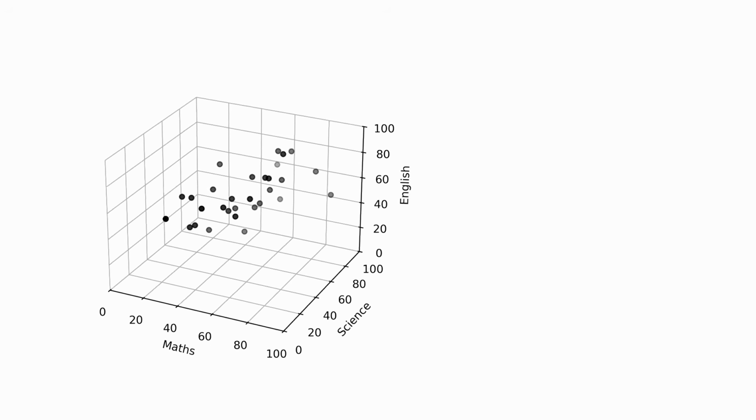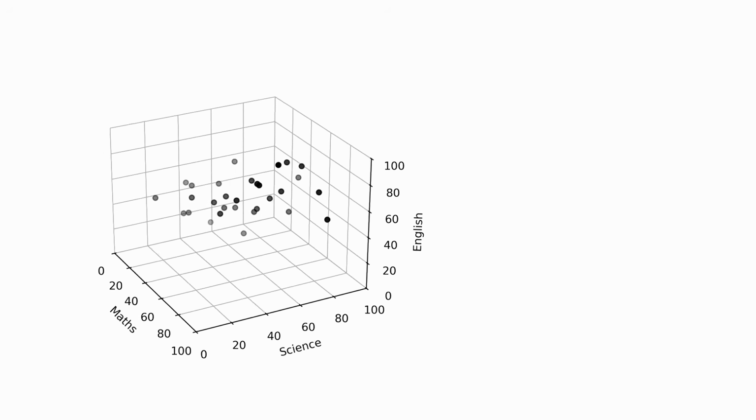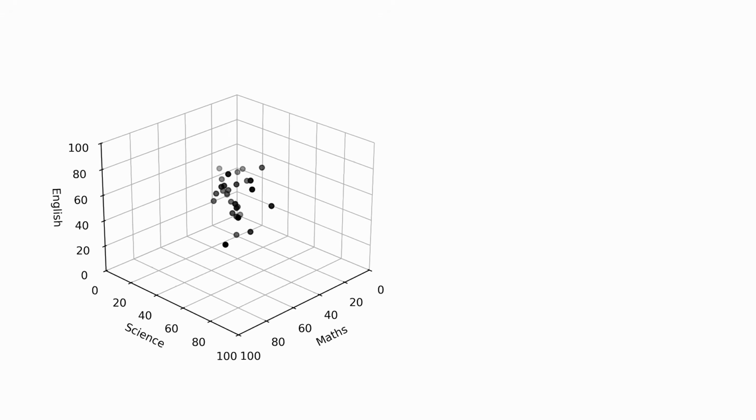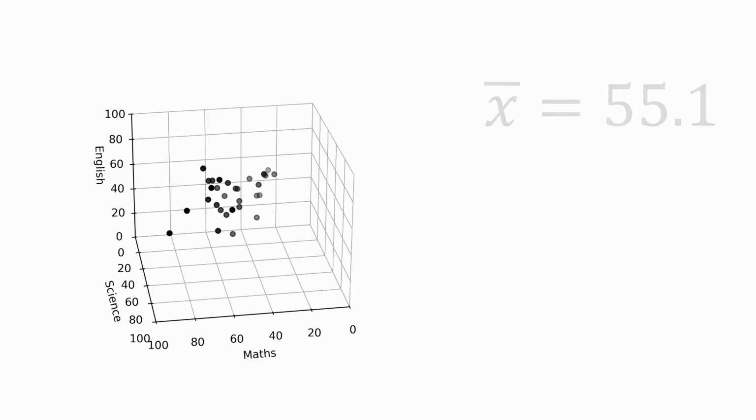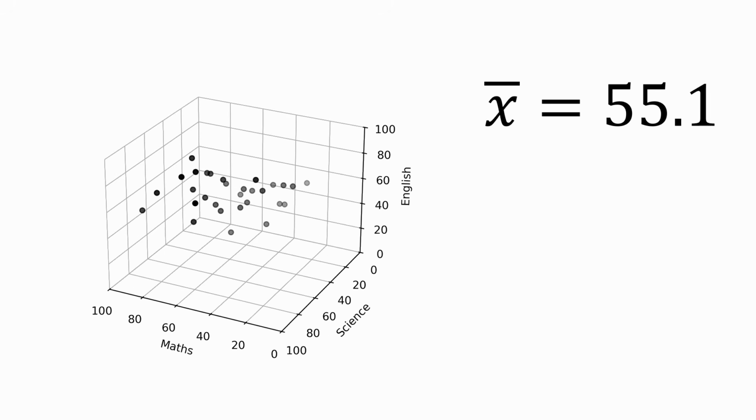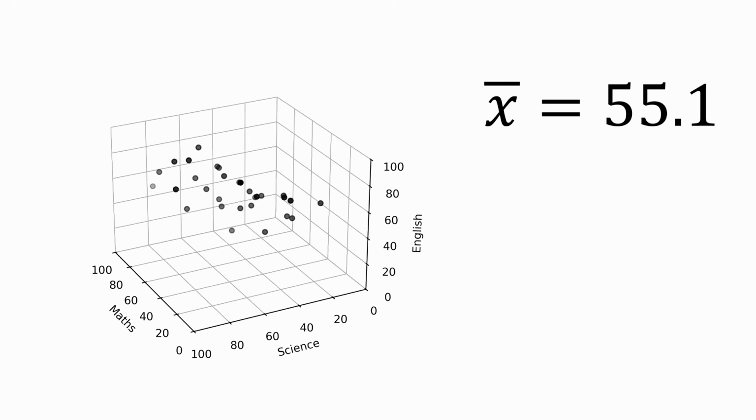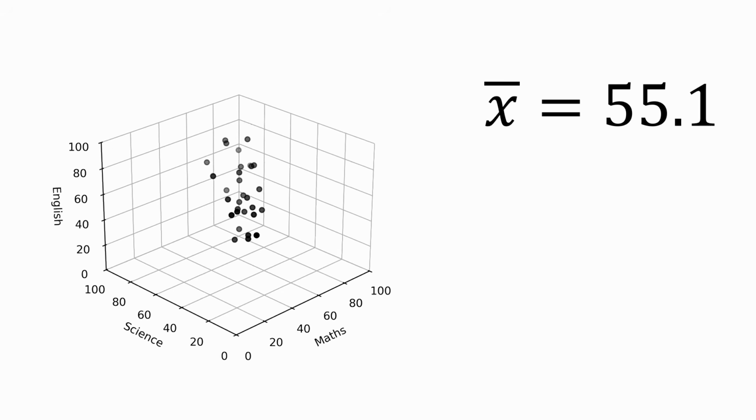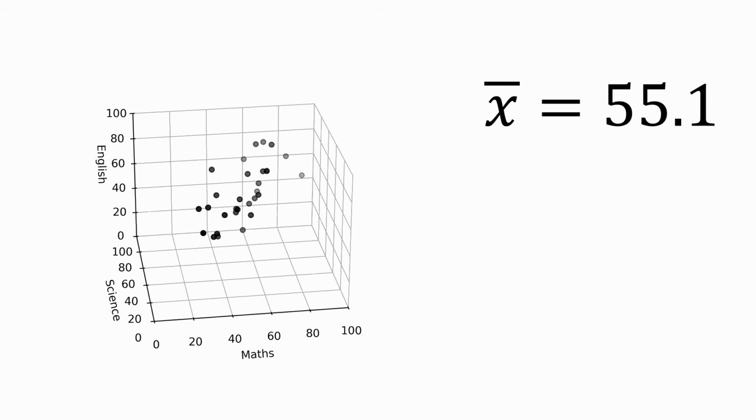We could add all of the test results together. 30 students with 3 tests each is a total of 90 tests, and divide by 90. And this would give us a single number, the average overall test score. This approach, though, loses some valuable information. For example, which test the class performed the best on overall.